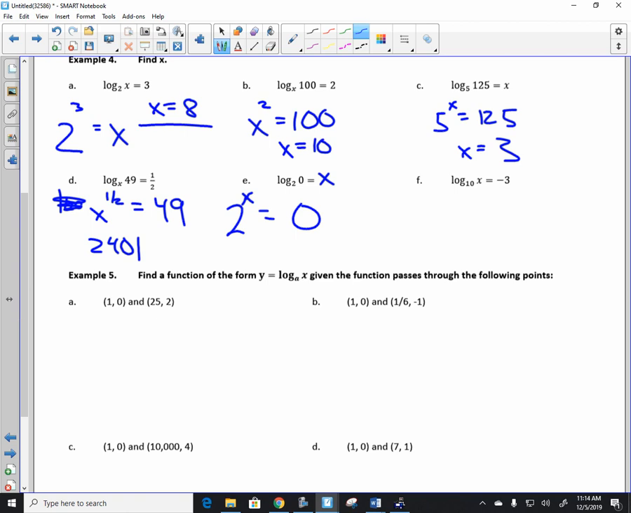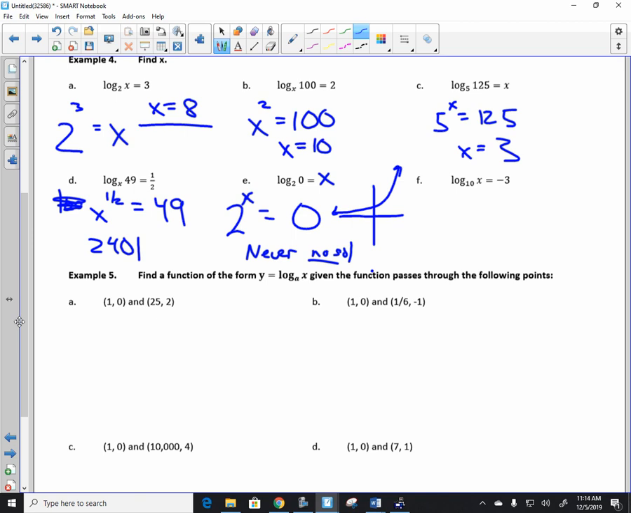Sometimes the situations make a lot more sense if you think of the graph. You're wondering, when is 2 to the x equal to 0? Yesterday, do you remember what 2 to the x looked like? Did it ever cross over the x-axis? Can it ever equal 0? Never. Never, no solution. No answer.